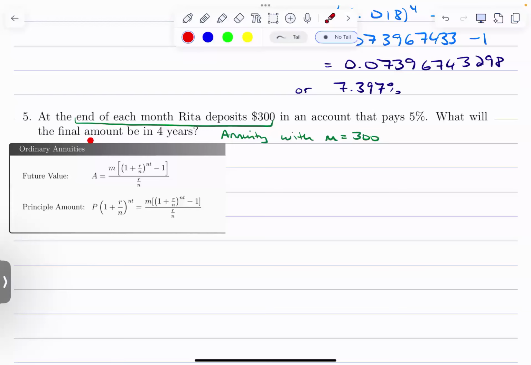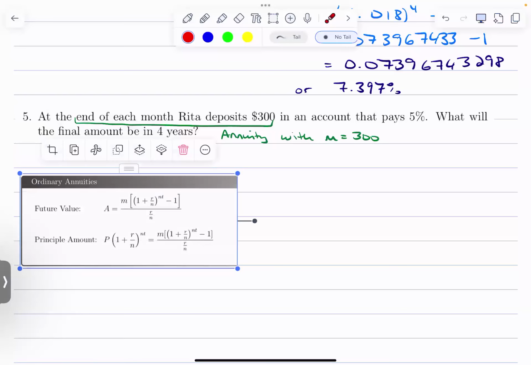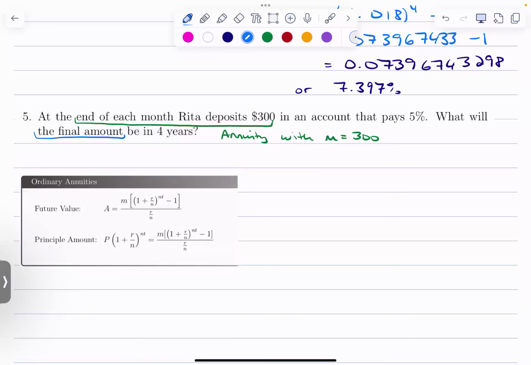What will the final amount be in 4 years? Which means that we want to find A. We have T, which is 4. We already decided that M is 300. And how frequently are we doing it? We're doing it each month. So N is 12 times per year. And an account that pays 5%. So R is 0.05.